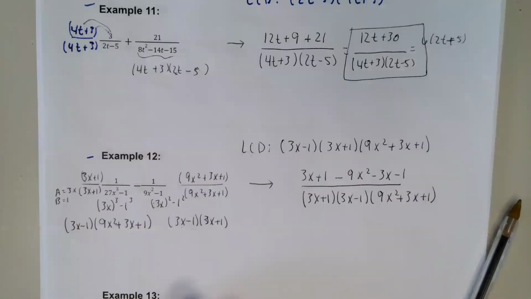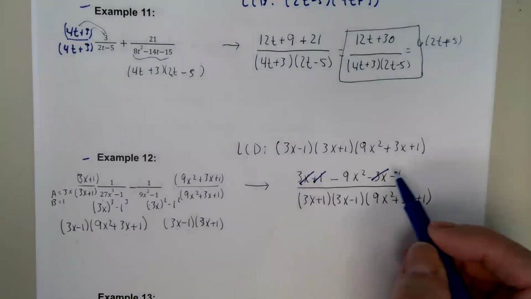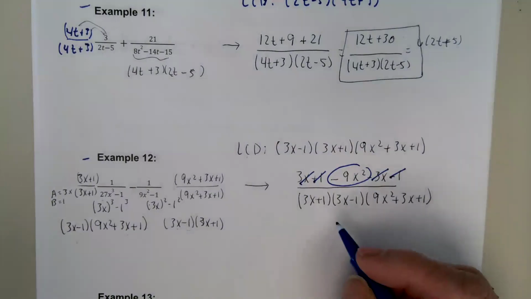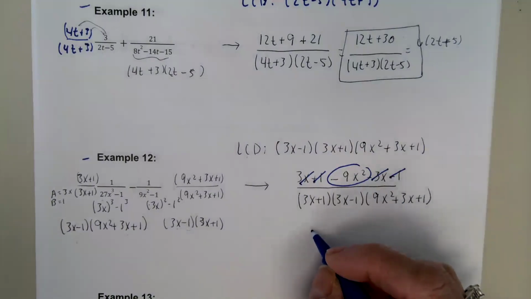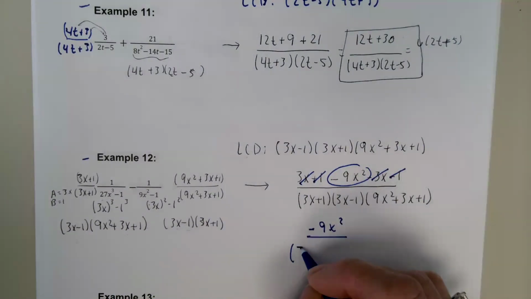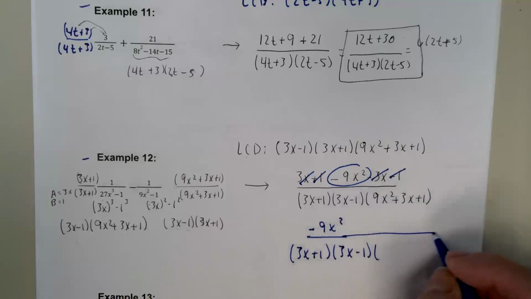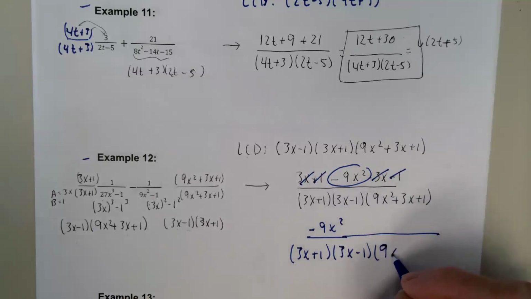Then I can combine my numerator. 3x minus 3x cancels, 1 minus 1 cancels, and you're left with minus 9x squared. So the final answer is minus 9x squared over 3x plus 1, 3x minus 1, 9x squared plus 3x plus 1.